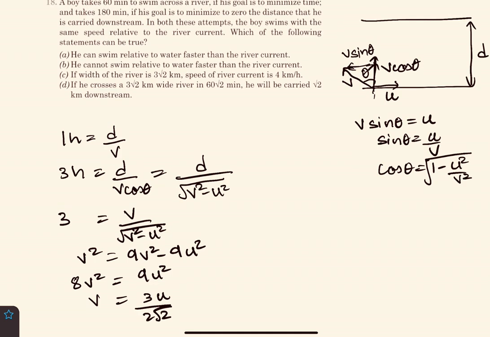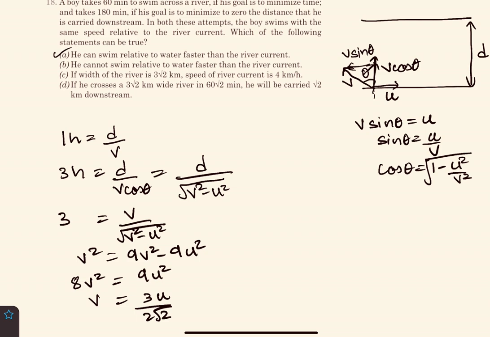Now let's see the first option. He can swim relative to water faster than the river current. That must be correct. Option A. Then option B, he cannot swim relative to water faster than the river current. That must be wrong, because A is correct.